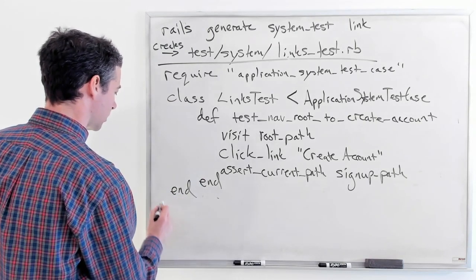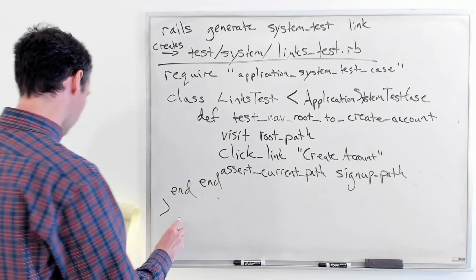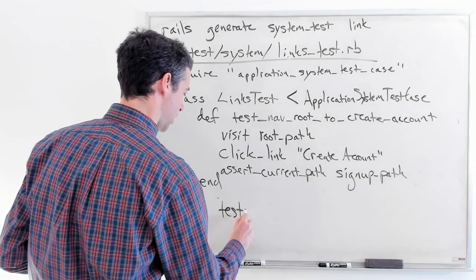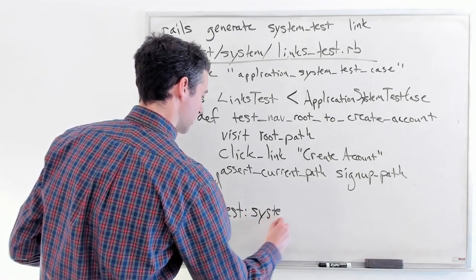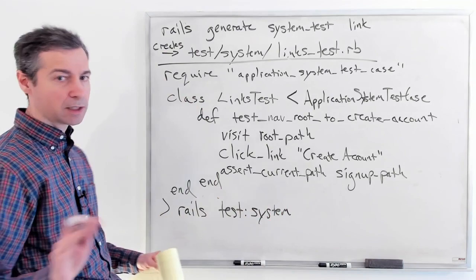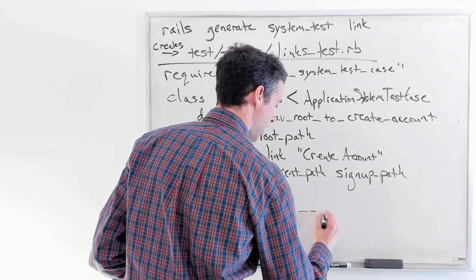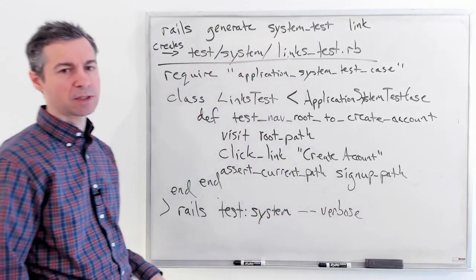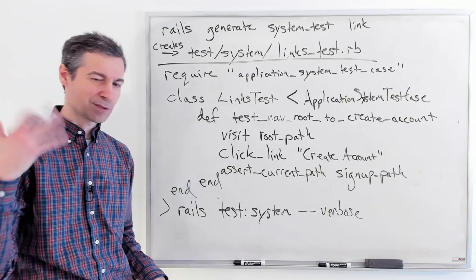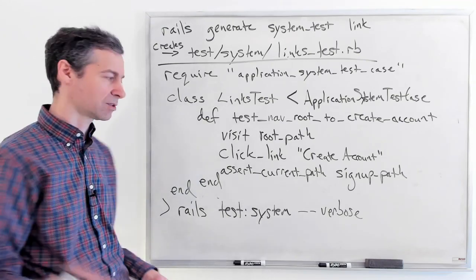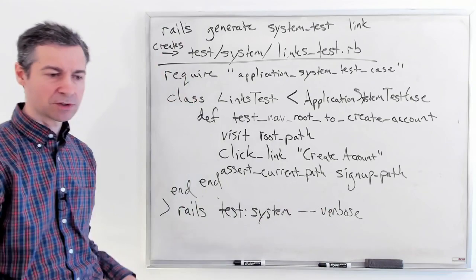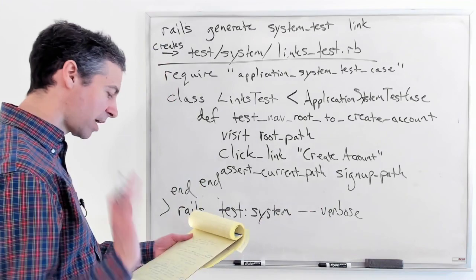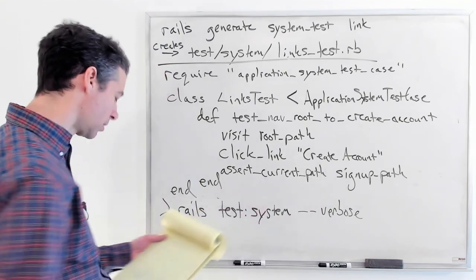If you're at the command prompt, you can run all of your system tests by doing rails test:system, and that would run them all. I highly recommend doing --verbose to get more output. Right now you don't have too many tests, so it's nice to see some more stuff. In the future, when you have lots of tests, you might want to turn off verbose because it'll just fill the screen with stuff. But for now, it's nice to see what's going on. It doesn't actually put out too much. So that will run all your tests.